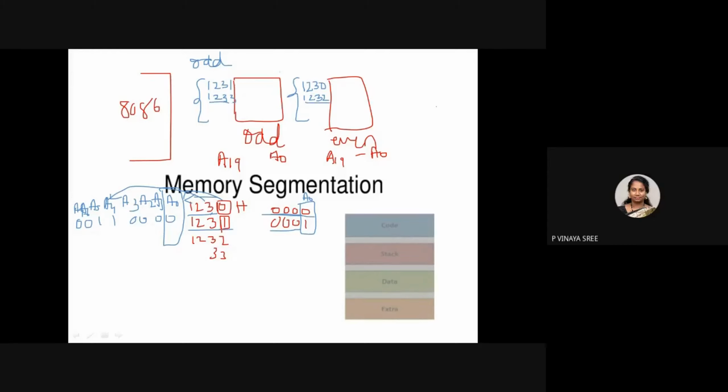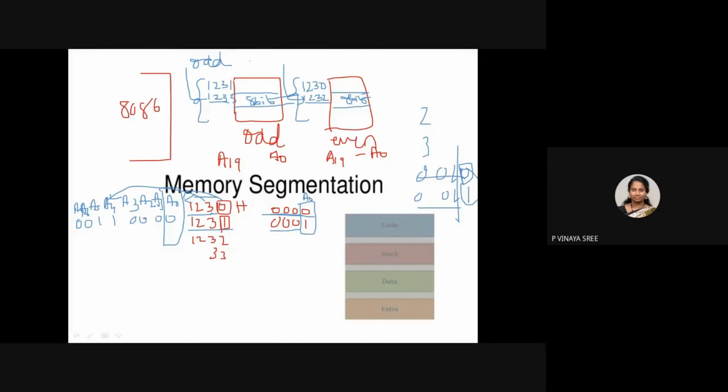Check 2 and 3: 2 is 0010, 3 is 0011. The upper bits are the same, which means it is pointing to that address. So it will go to this bank and this bank. If you go to this particular address, you will get 8 bits, and here also you will get 8 bits. The address is also the same. This A0 is used for selecting the chip.